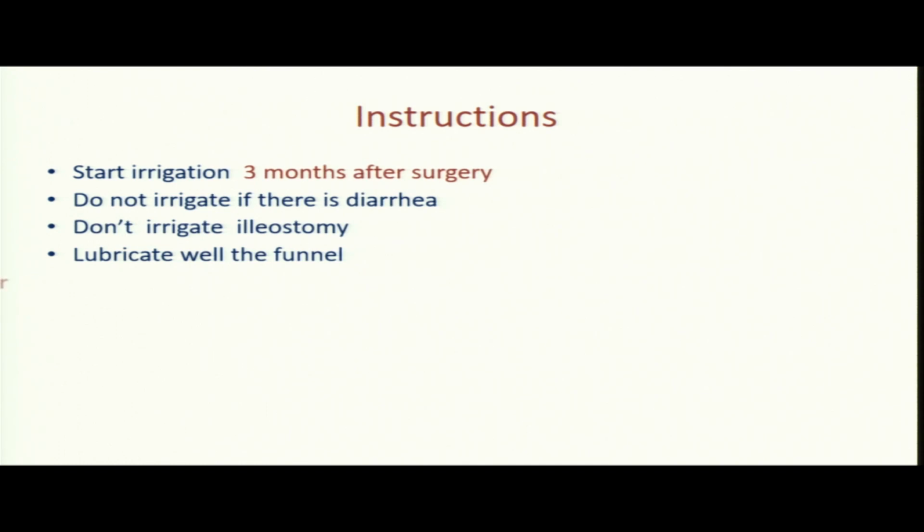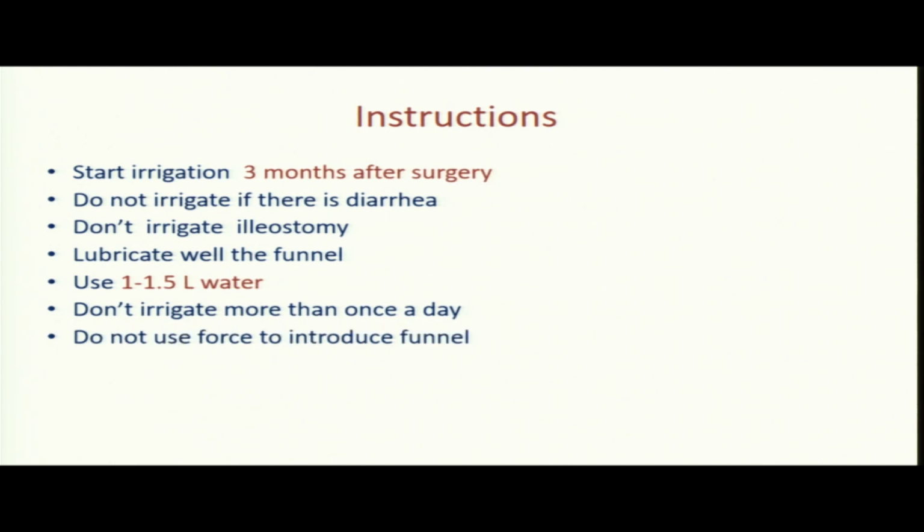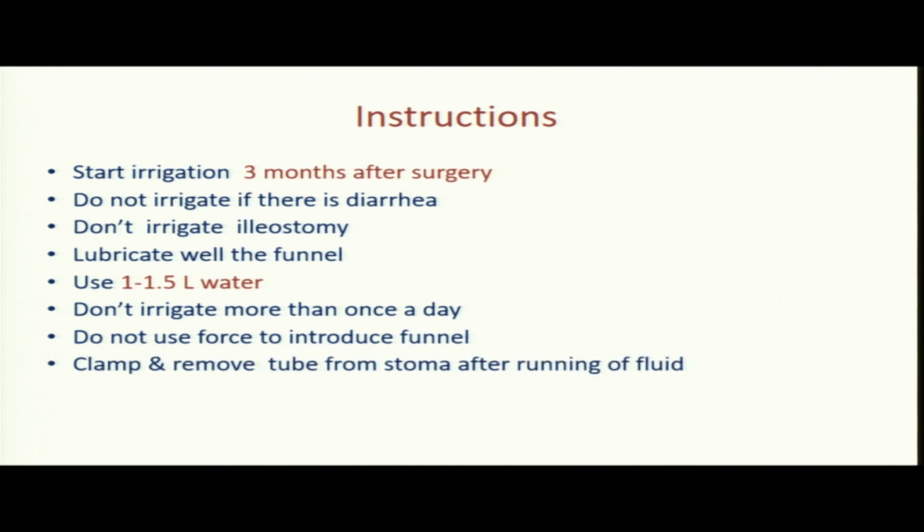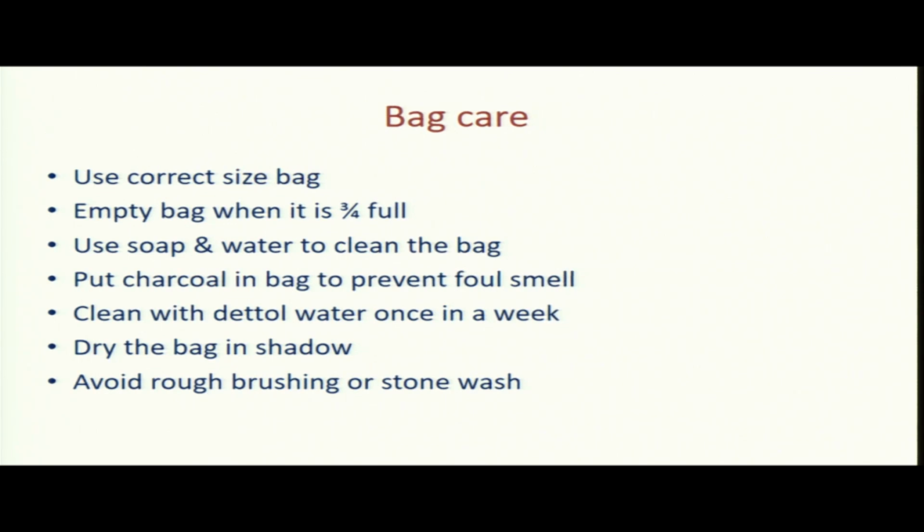Lubricate well the funnel. Use 1 to 1.5 liter of water. Do not irrigate more than once a day. Do not use force to introduce the funnel. Clamp and remove tube from stoma after running of the fluid. Wait for return flow 30 to 45 minutes.